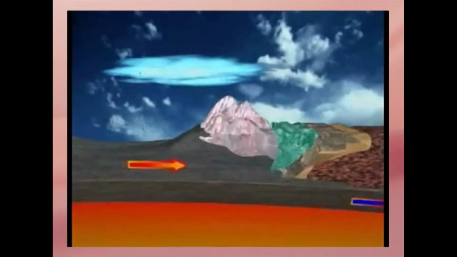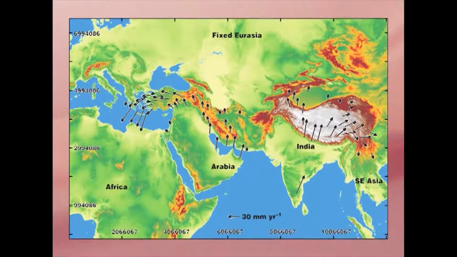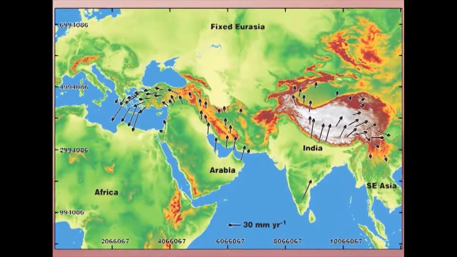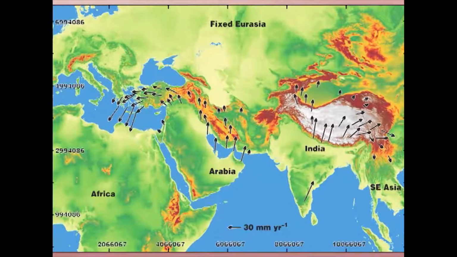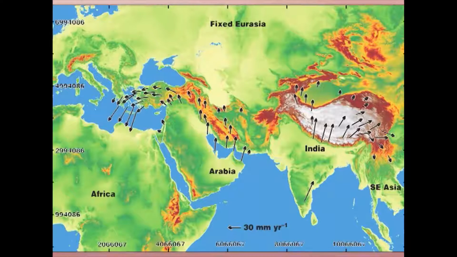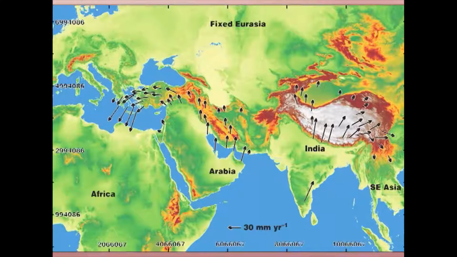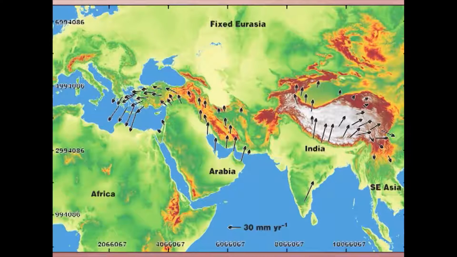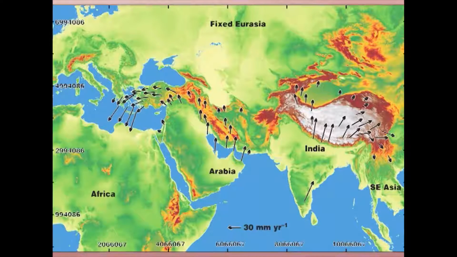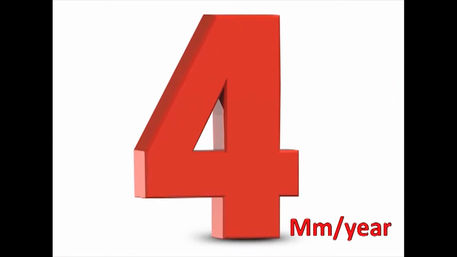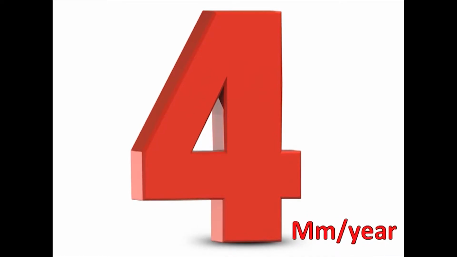This string of towering peaks is still being thrust up as India, embedded in the Indo-Australian plate, continues to crunch relentlessly into Tibet on the southern edge of the Eurasian plate. The India plate is currently moving northeast at 5 centimeters per year, while the Eurasian plate is moving north at only 2 centimeters per year. This is causing the Eurasian plate to deform and the India plate to compress at a rate of 4 millimeters per year.